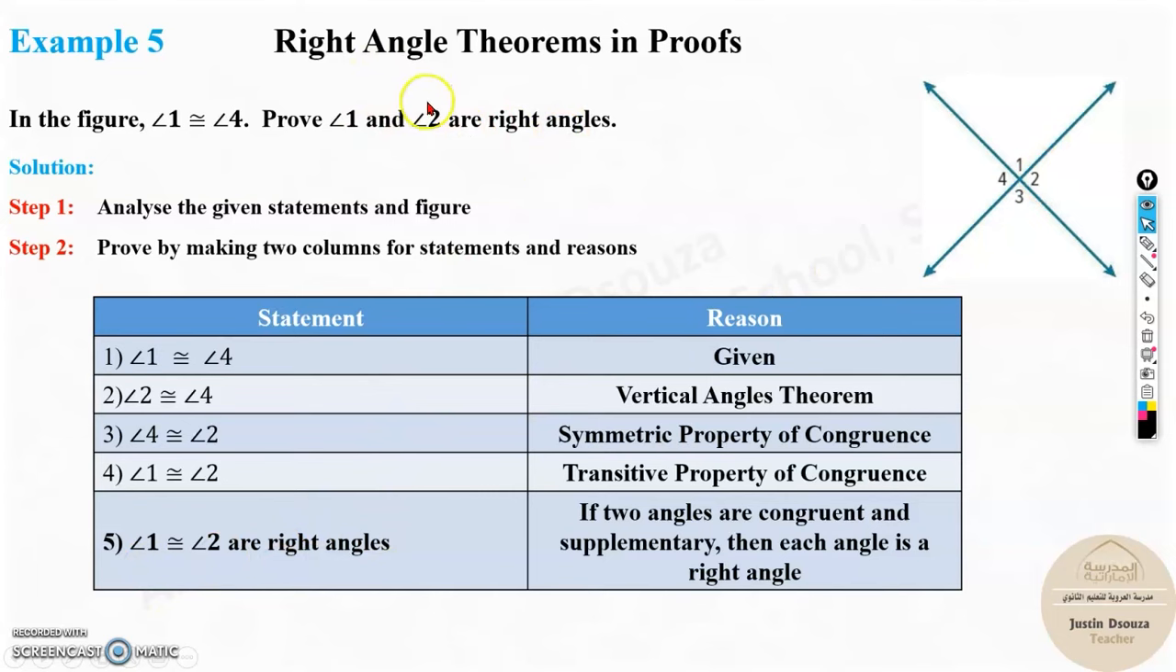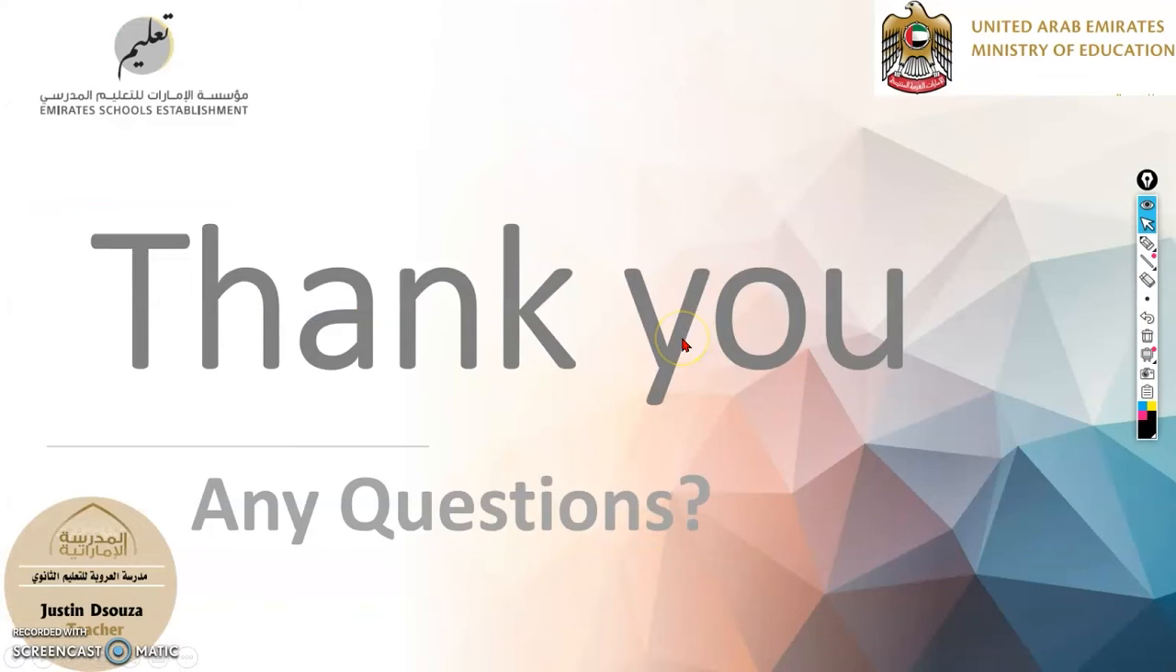Basically, prove they are equal like we have done in the previous video, using all these properties: vertical angles, symmetry and transitive property. Then you can say that they are right angles because they're supplementary and they're equal, so they must be right angles. So this is it in this lesson.